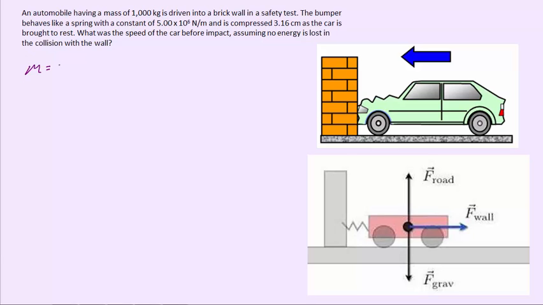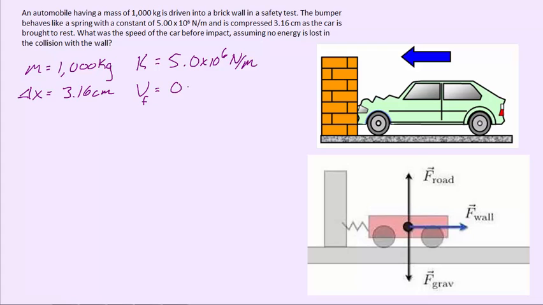We're given that the mass of the car is 1,000 kilograms and that the bumper acts as a spring with a constant of 5.0 times 10 to the 6 newtons per meter, and the spring is displaced a distance of 3.16 centimeters, and at the end of the collision, the velocity of our car will be equal to 0 meters per second. And we're asked to find what is the initial velocity of the car before impact.